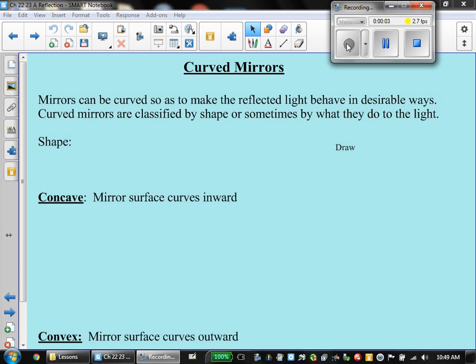Okay, welcome to video 2. You may recall last time we talked about reflection and about flat mirrors a little bit. Now we're going to take a look at a little bit more interesting curved mirrors.